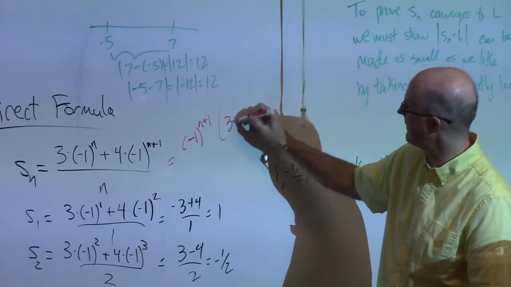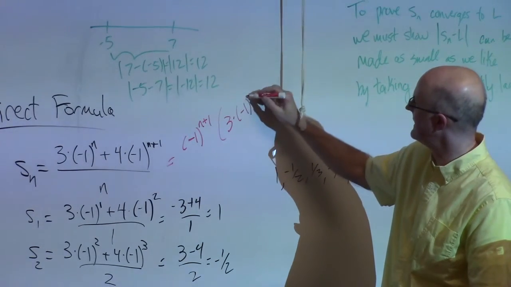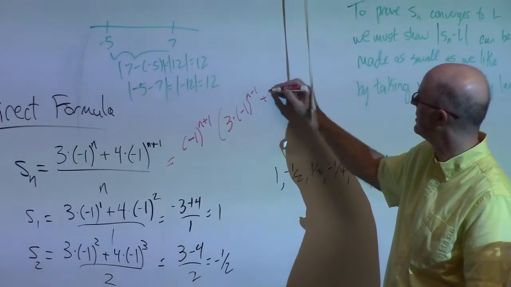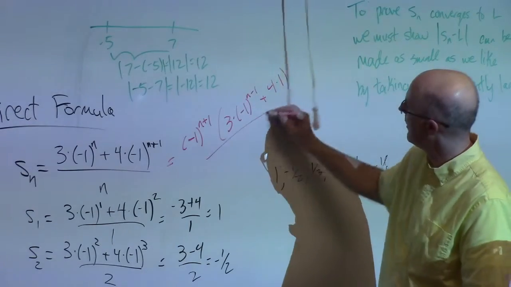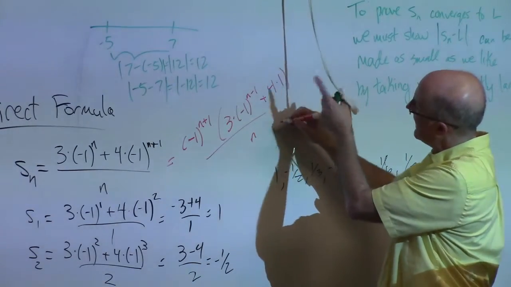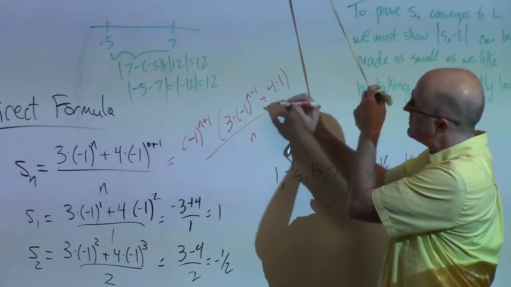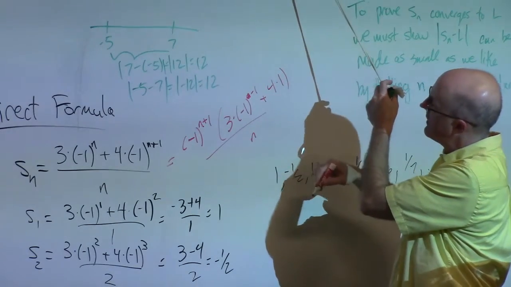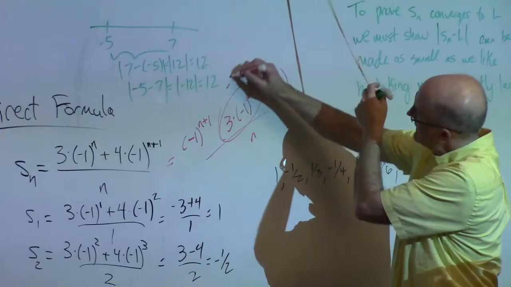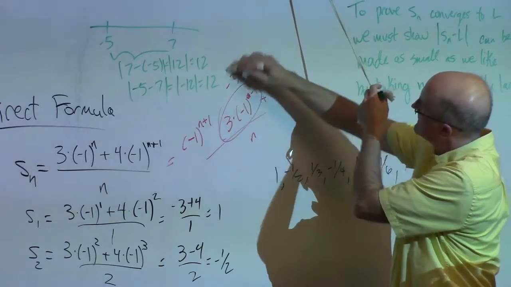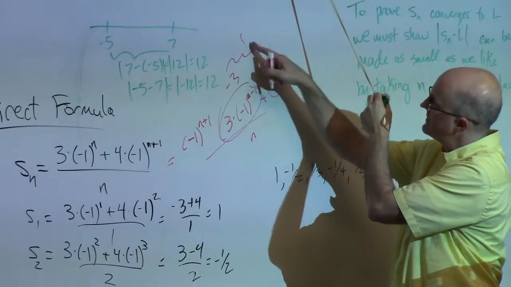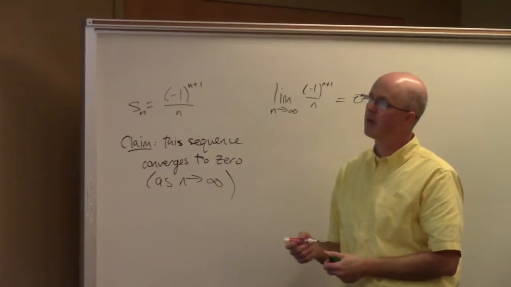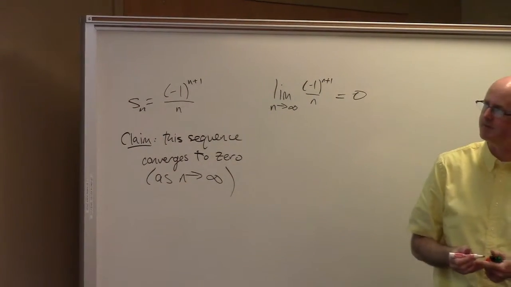What you're left with up top is 3 times -1 to the n minus 1 plus 4 times 1 over n. And this simplifies. Oops, this is a mistake here. Sorry, this is just a -1 power. This is -3 here, and this is 4. So this whole thing simplifies to 1. So we really end up getting -1 to the n plus 1 times 1 over n, which is the same thing as this. So they were the same formula, and they do produce the same sequence.